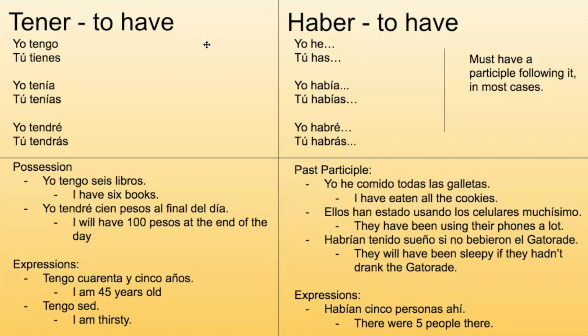So if you want to say, okay, basically from the start, the essential part is that you can't just have haber by itself in most cases. When you're trying to express a thought, you have to use another word after it. So you use it with the past participle. And basically, haber has its own tense around it, called the perfect tense.